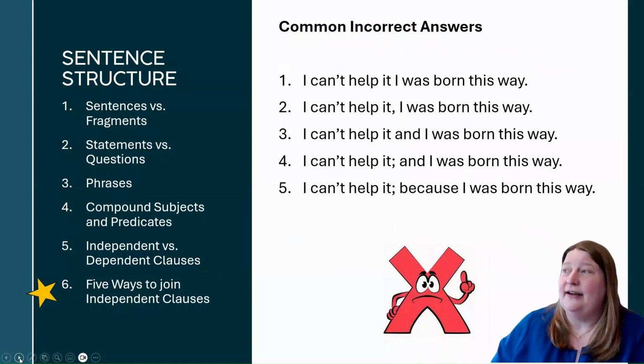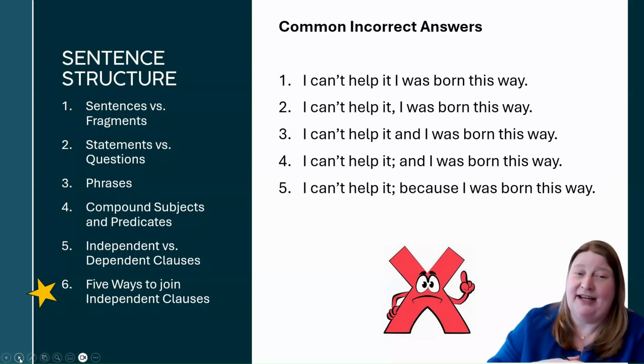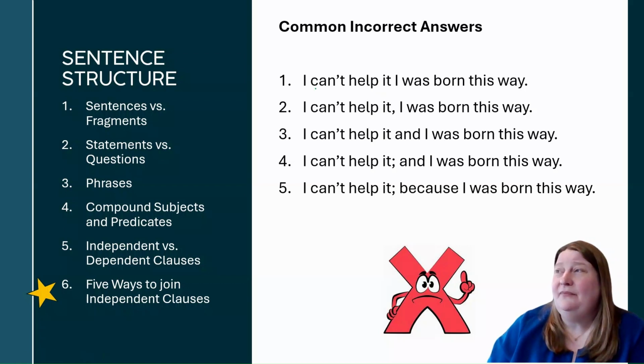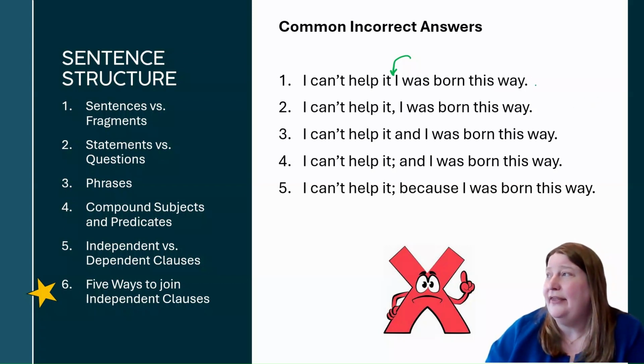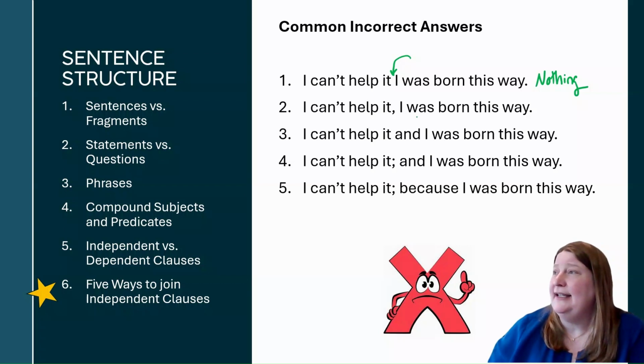Now, when that's the right answer, the wrong answers are also quite predictable. So the next slide here, this is what the wrong answers will look like if the right answer is about joining two independent clauses. And we've seen this over and over again already in this class, but here I'm formally teaching it. I can't help it. I was born that way. Right there is the boundary between your two independent clauses. And look, you have nothing in that boundary. That would make it a run-on sentence.